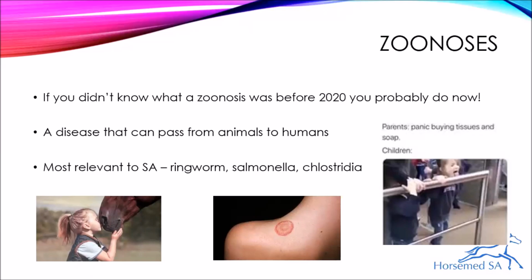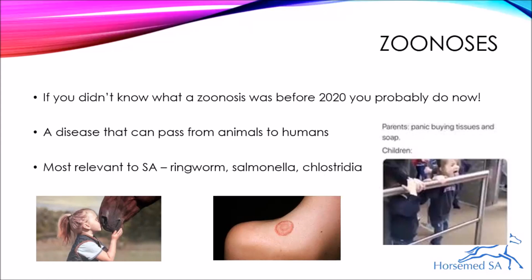So I've put the options up here, the ones that are most relevant to South Australia that we might see. Now we've got ringworm, which is this middle picture here. You can see there a nice little ringworm lesion, and one of my colleagues that I used to work with got a nice one of these on the side of his face two weeks before he got married, and that wasn't much fun for him. So ringworm, although it's not going to kill you, can be nasty. We've got salmonella and clostridia as well, which are two bacteria that horses commonly carry in their bowels, that can be passed to humans. So we've always got to be thinking about zoonoses.